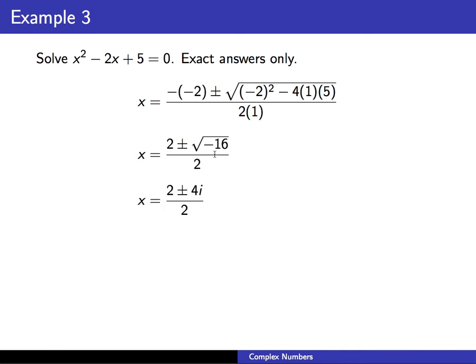The square root of negative 16 is 4i, so it's i times the square root of 16, which is 4. So we have 2 plus or minus 4i all over 2, and then we can simplify this. 2 over 2 is 1, plus or minus 4i over 2 is 2i. So we have x equals 1 plus 2i as a solution, and x equals 1 minus 2i as a solution.